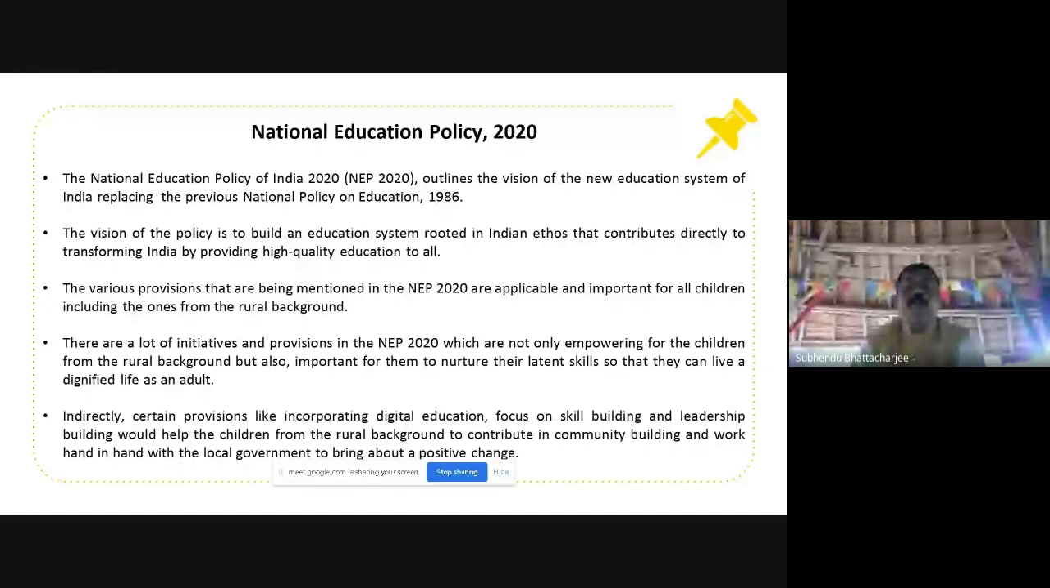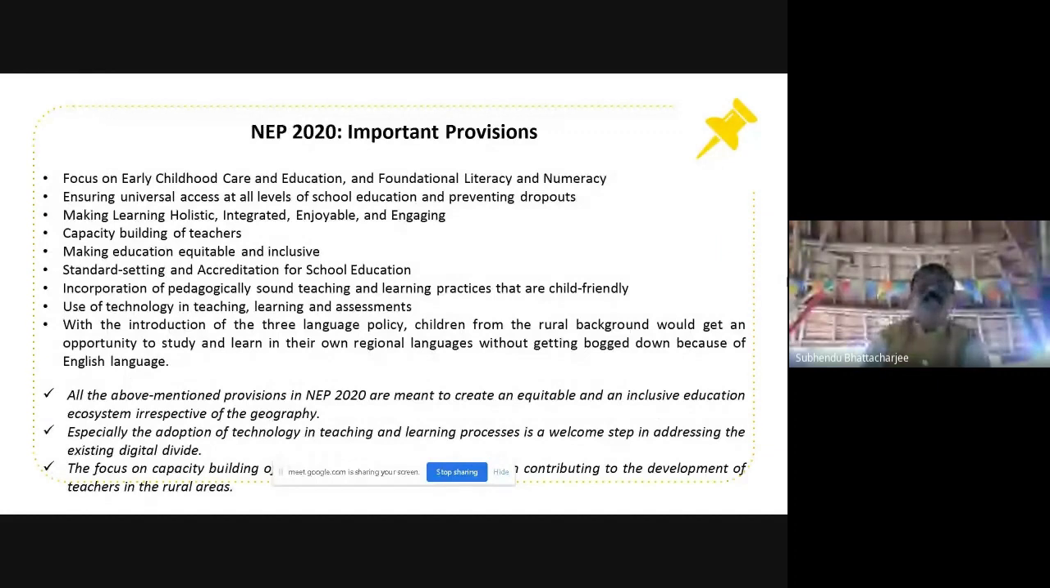So these are some of the important provisions, because in rural areas early childhood care and education is not in good shape. So the focus has been on early childhood care and education and foundational literacy and numeracy, ensuring universal access to all levels of school education and preventing dropouts, making learning holistic, integrated, enjoyable and engaging through different activities, and capacity building of teachers. As Tilak sir also said, in urban areas teachers get more exposure and more training, but in rural areas training is still a concern. So NEP 2020 has given focus to that, making education equitable and inclusive for all children, including challenged children.